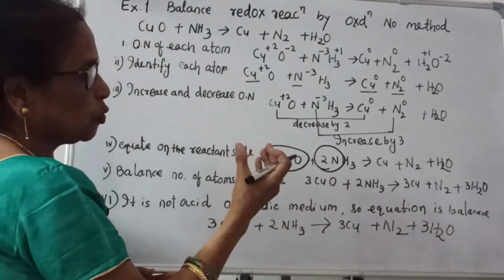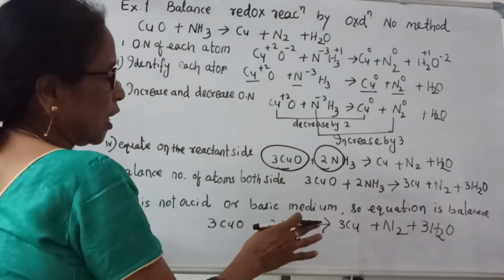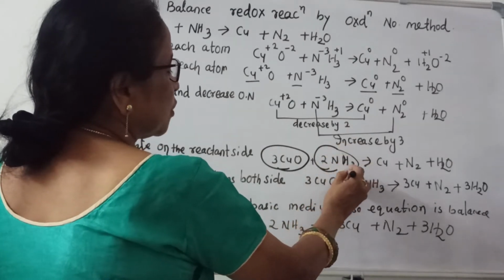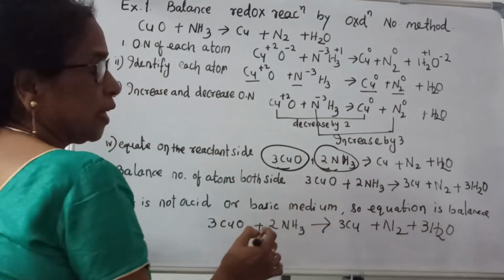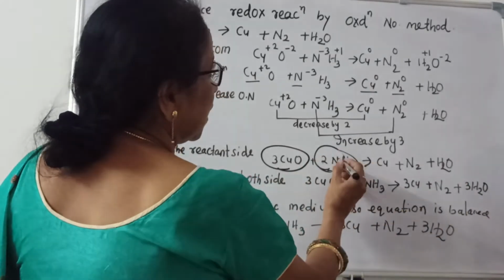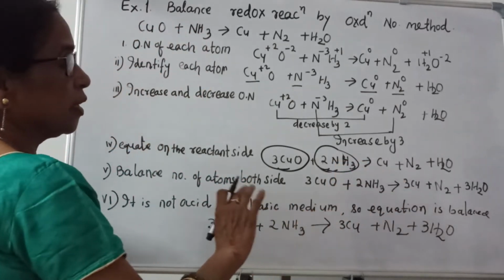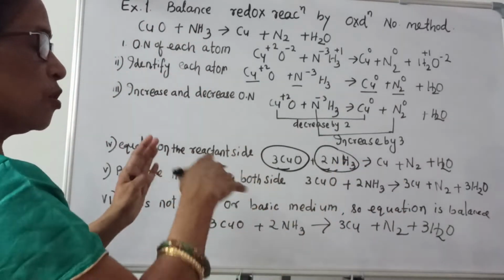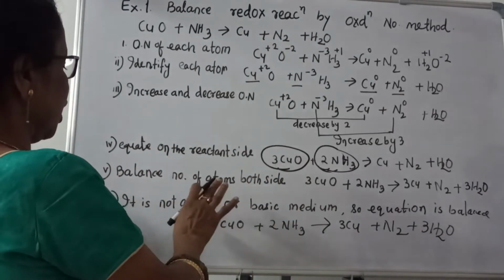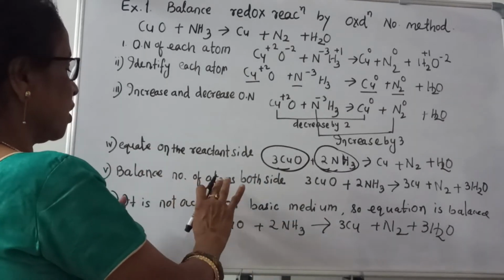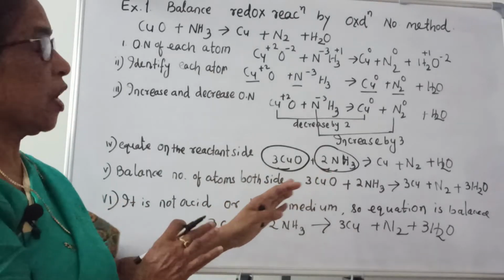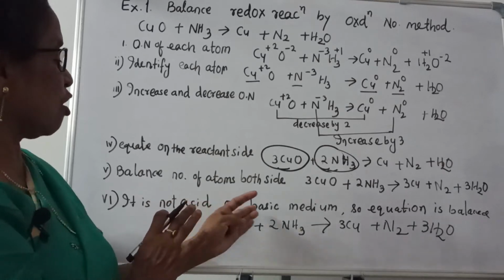that means nitrogen 2 times, here already it's given 2 times, and hydrogen is 3 times, that means 2 into 3, hydrogen is 6, that is why you will multiply by 3 so that water is balanced, nitrogen already balanced, and copper is balanced. So now you can see the balance of the number of atoms on both sides. This is the result. And it is not acid or basic medium.